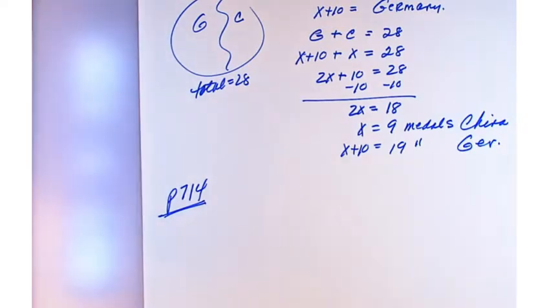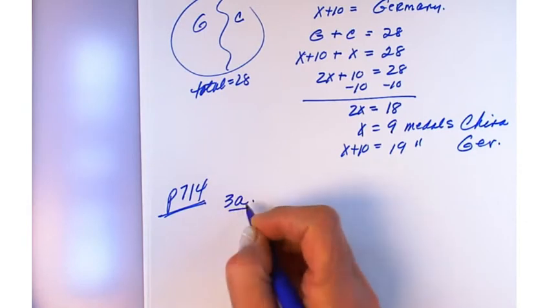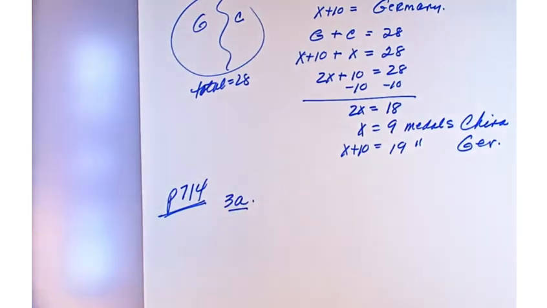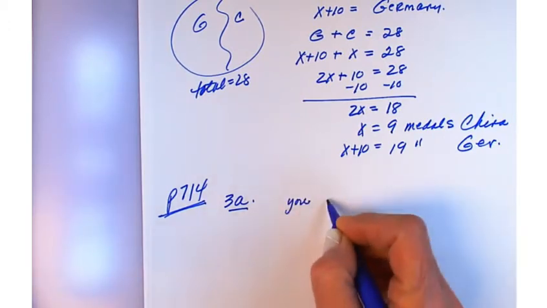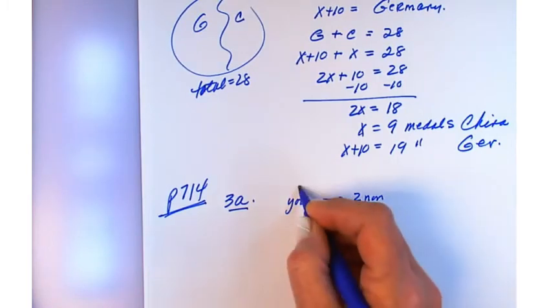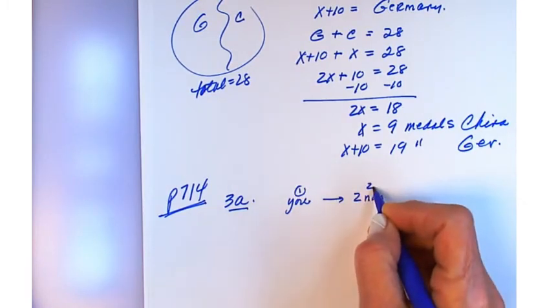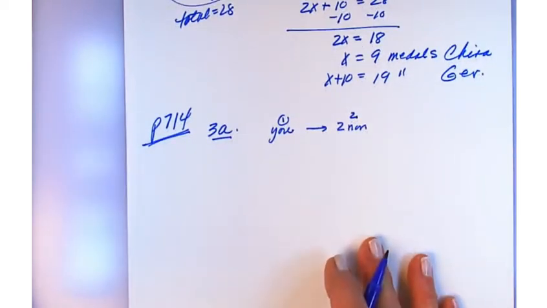Page 714, we're looking at number 3A. At a club meeting, each member brought 2 non-members. So you are going to the meeting and you take 2 non-members. So you are 1 and I have 2 here. So when you walk in the door, there's 3 of you. Think of what you're doing here. The total of 27 people attended.